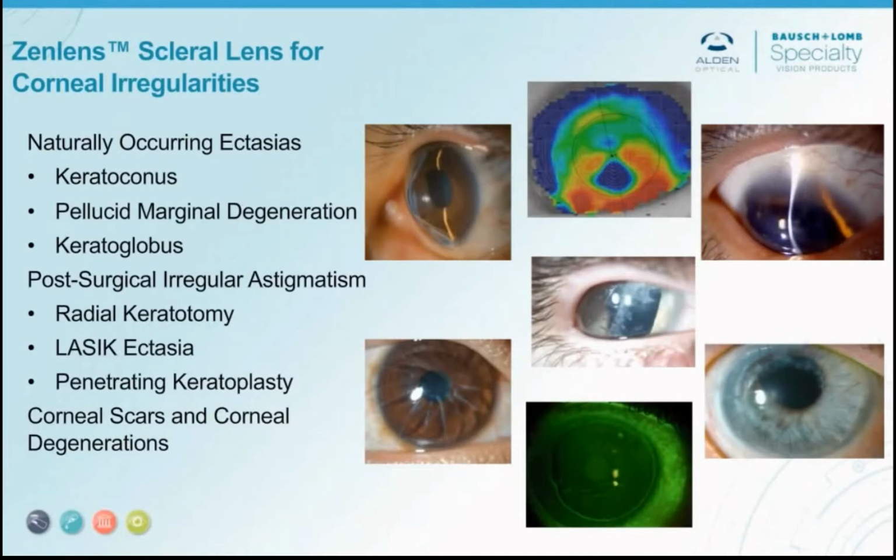Scleral lenses are historically known for visually rehabilitating irregular corneas, and Zen Lens Scleral Lens is no different. Zen Lens can be used for patients with keratoconus or other naturally occurring ectasias like keratoglobus and pellucid marginal degeneration. Zen Lens also can be used in patients who have suffered irregular astigmatism from surgery like radial keratotomy, LASIK ectasia, and after corneal transplants. Additionally, Zen Lens can be used in patients with a history of corneal degenerations like Salzmann's or Terrien's, as well as corneal scars.